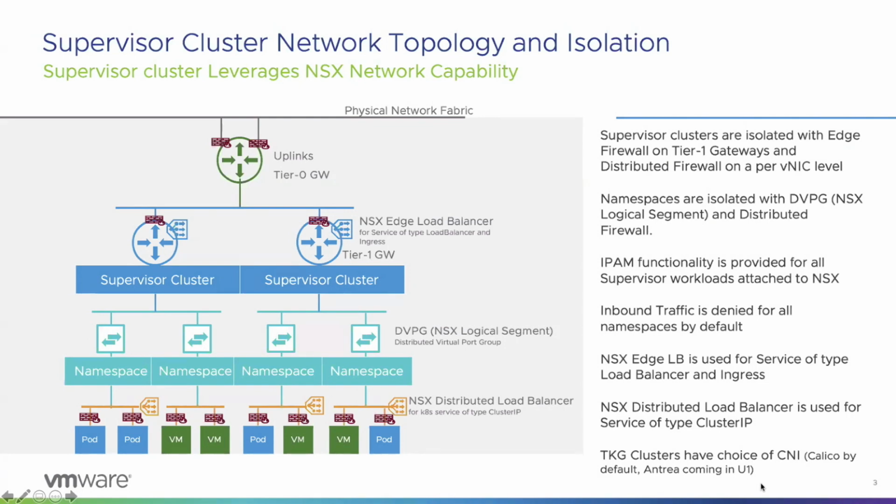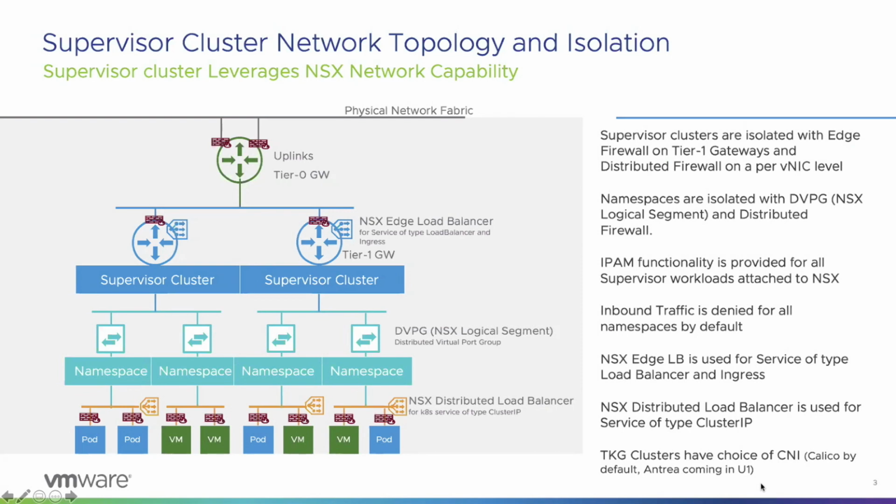Now, those pods could make up a microservice, and when you publish those microservices within the namespace, you would use the Kubernetes constructs like cluster IP. So cluster IP is realized via distributed load balancing, NSX distributed load balancing. That's the new capability that we are bringing in to enable applications that are deployed within a namespace on a supervisor cluster to be exposed to other microservices within the namespace.